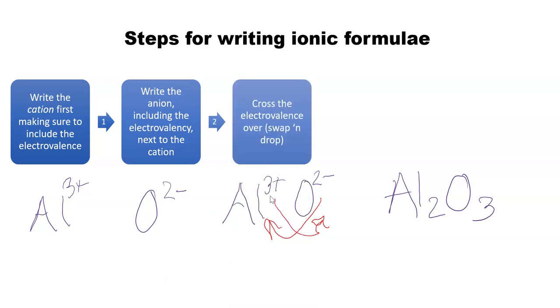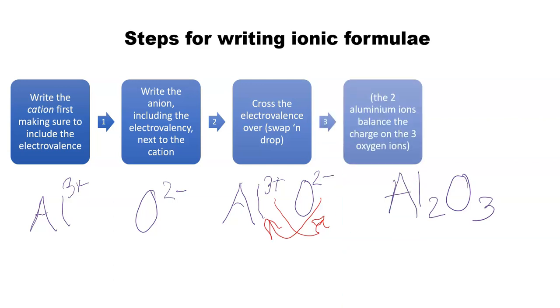And we're doing what we call swap and drop. So the 3+ is going to come down here next to the oxygen. The 2- is going to come across here. We get rid of the charge, so the plus and the minus, we get rid of them. And we write our full formula out like this: Al2O3, and that's because we've done that swap and drop. We now know we need 2 aluminium ions to bond with 3 oxygen ions to make aluminium oxide.